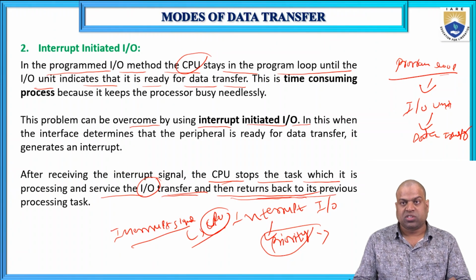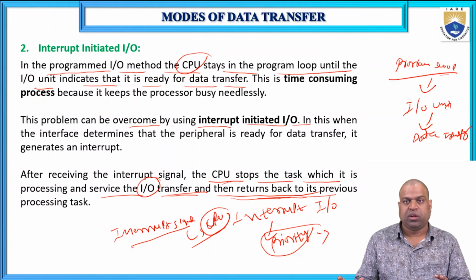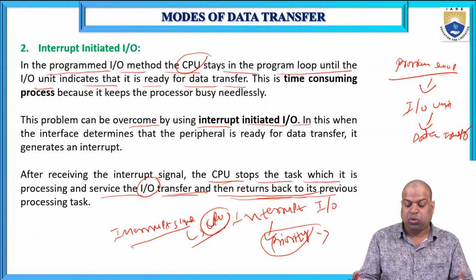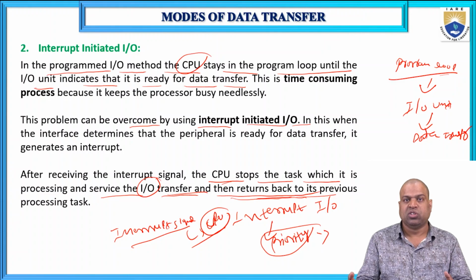Interrupt initiated means when multiple programs or priority become initiated, then we need an interrupt. In the programmed input output method, the CPU stays in the program loop until the input output indicates that it is ready for data transfer. So when multiple programs are waiting on the CPU for the input output, the data transfer may be delayed due to multitasking, and it keeps the processor busy. This problem can be overcome with interrupt initiated.